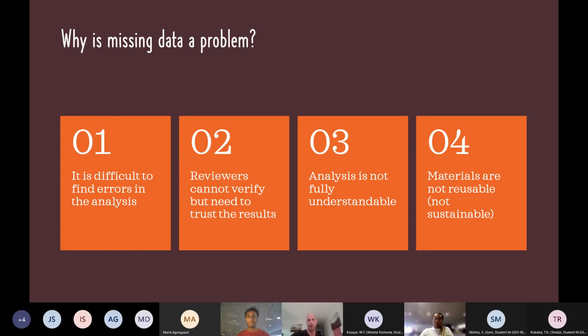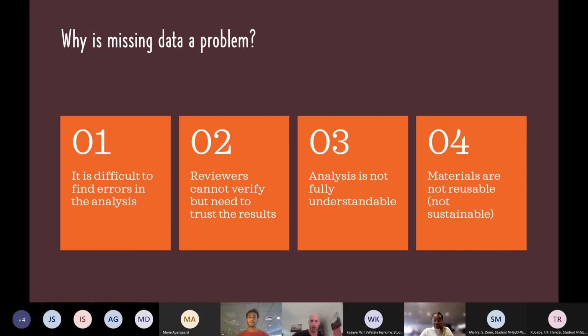And as we have seen at the beginning with the Sputnik V example, trust is not just granted. Third, it is pretty difficult to understand the study and the analysis if you cannot see the data. So the analysis might not be fully understandable. This is a problem during peer review, but also for those who would like to build up on the work.